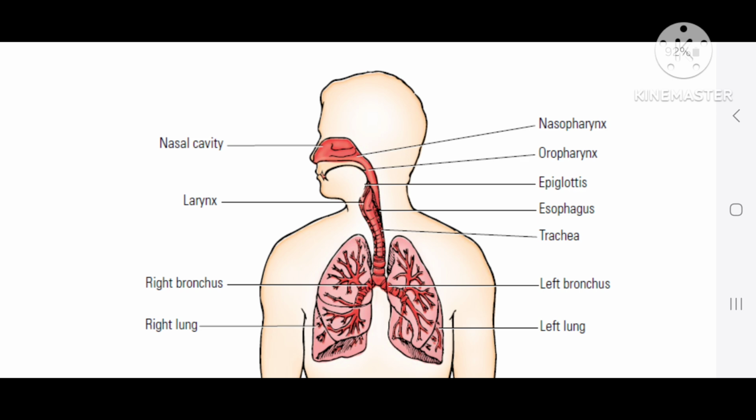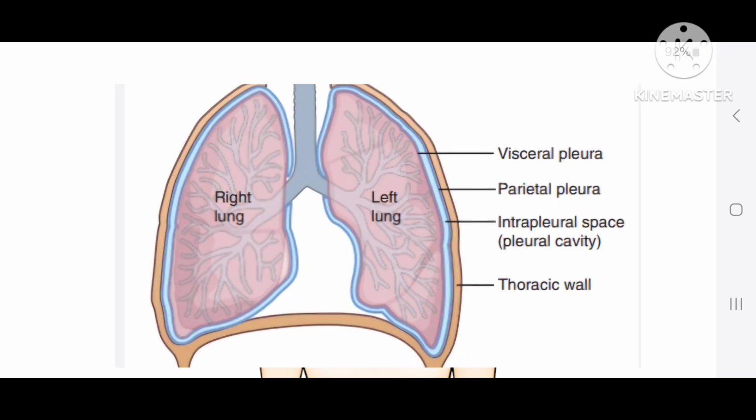And outside the lung, there is a protective layer or covering which is called pleura. And that pleura is made up of 2 layers. The outer layer is called parietal pleura and the inner layer is called visceral pleura. So these are the things about the anatomy of the lungs.